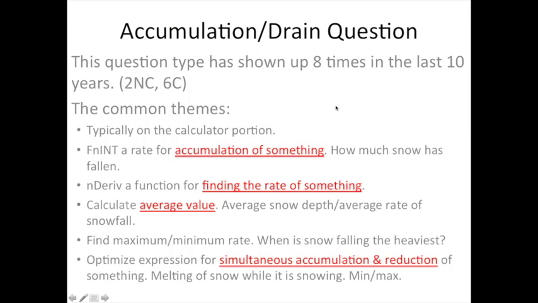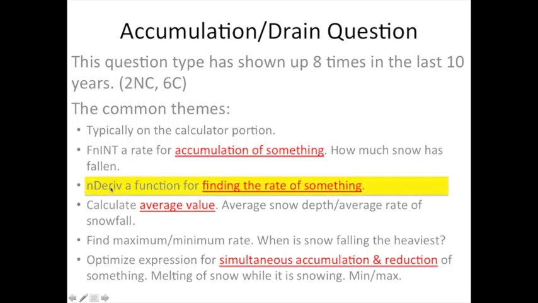The last question type that you probably will run into is something we call an accumulation and drain question. It's shown up 8 times in the last 10 years. Typically it's on a calculator question, sometimes on no calculator. So it's typically a calculator portion. Basically, they want you to do an fnInt to accumulate something. So we typically might have a rate function, and then we have to integrate that to accumulate something. For instance, sometimes we have a rate of snowfall, and so we integrate that to figure out how much snow has fallen in a certain time interval.